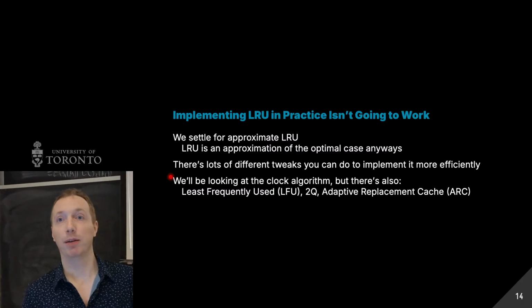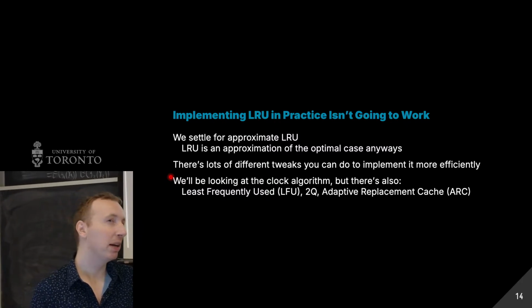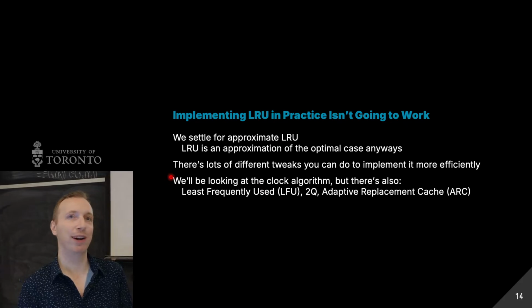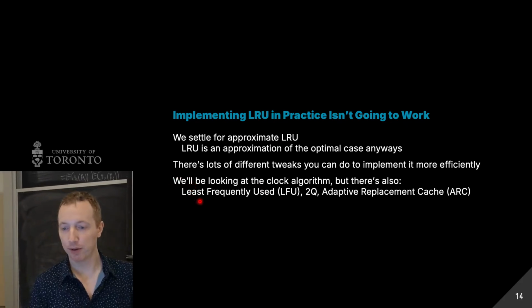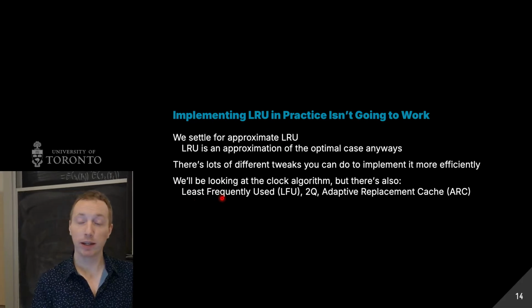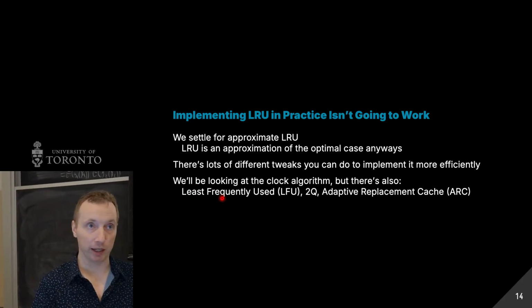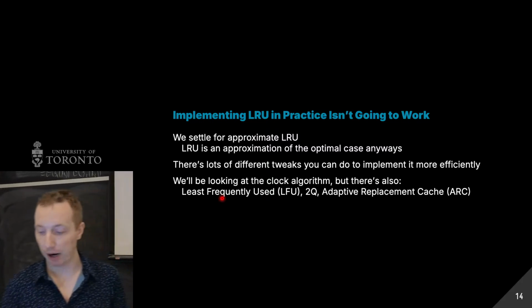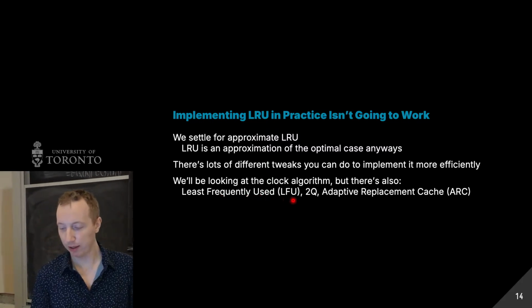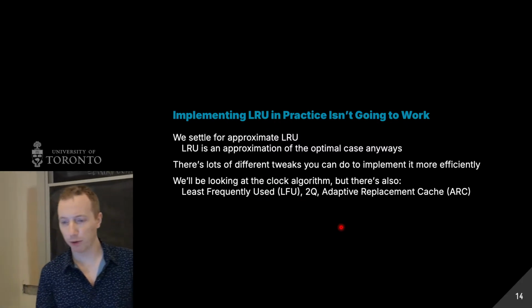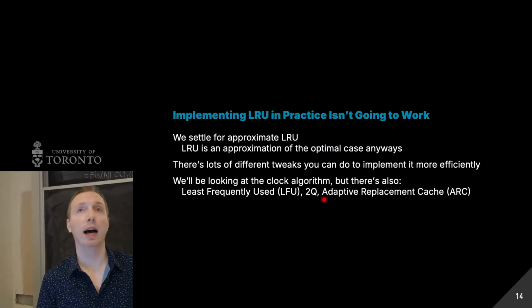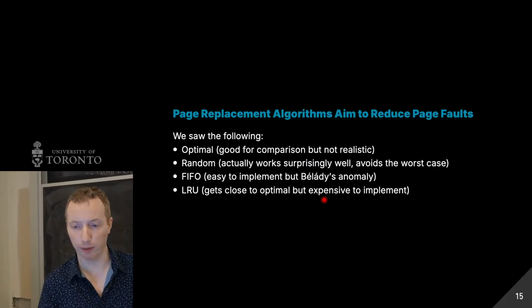Hint, you probably want to pay attention to that one because it probably will be on the final. It should be fairly straightforward, like a scheduling question. There are also different things we could do, like least frequently used, which is a little tweak that doesn't really care about exactly how recently it was used. There is 2Q in hardware and adaptive replacement cache, but we'll ignore them for now. We'll settle on exploring the clock algorithm.